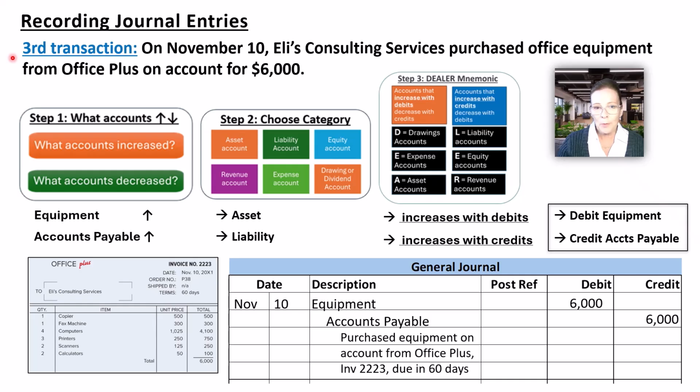In transaction number 3, on November 10th, Eli's Consulting Services purchased office equipment on account for $6,000, and we have the invoice here from Office Plus. The invoice shows an invoice number, date, order number, shipping and payment terms, the name of the buyer, and item details for what was purchased. This invoice shows the right level of support.